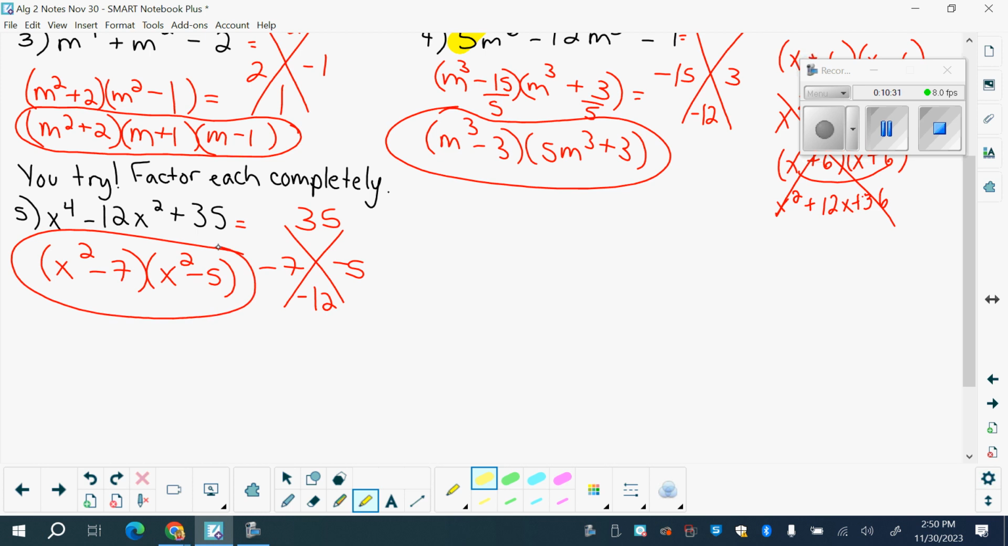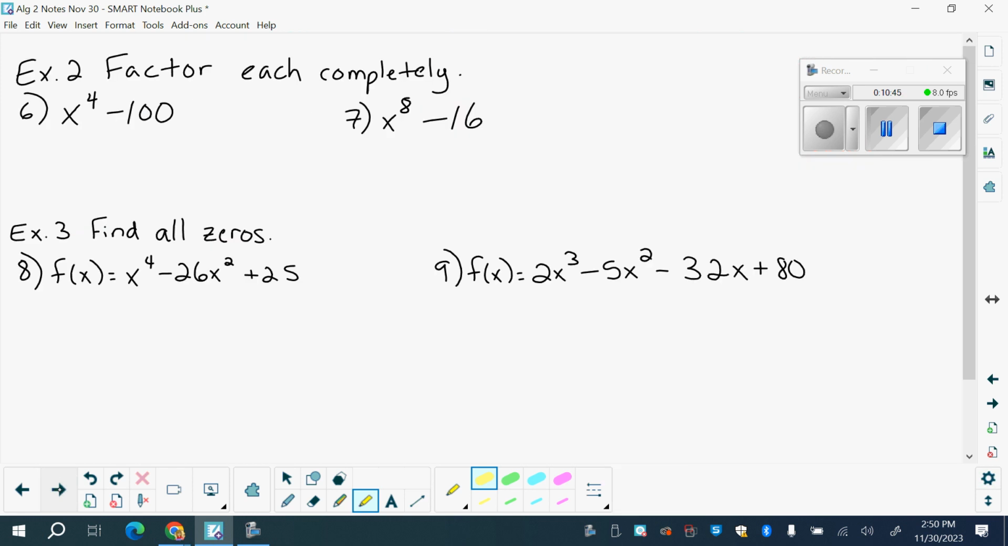Okay, so you should get an answer there of x squared minus 7 times x squared minus 5. Questions on that? Okay, a couple more. What do we do on number 6?